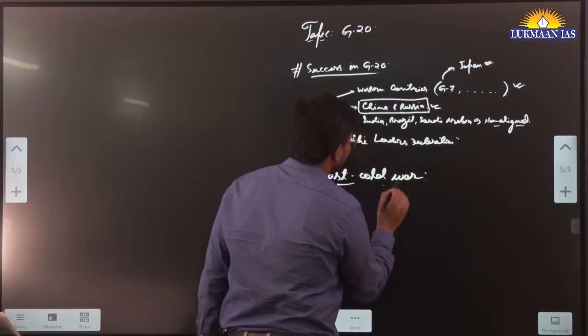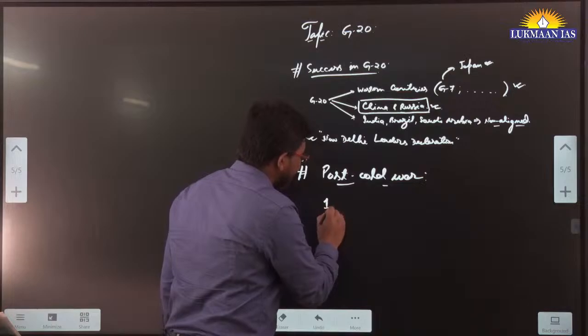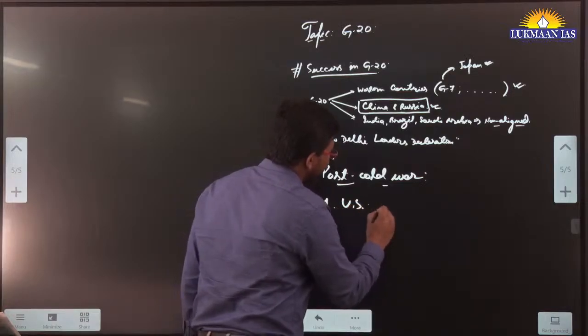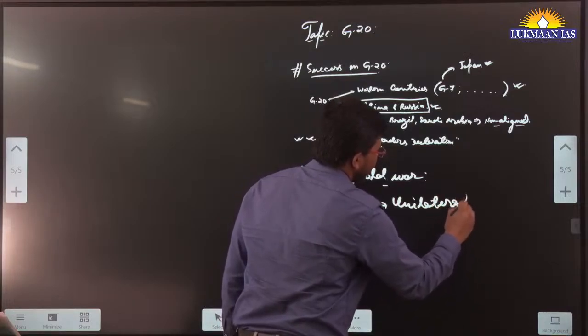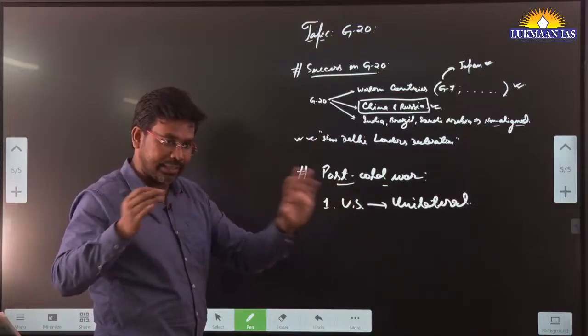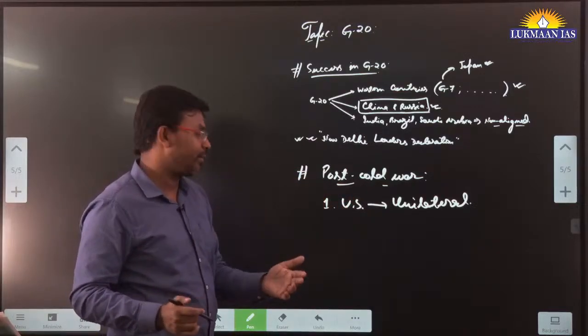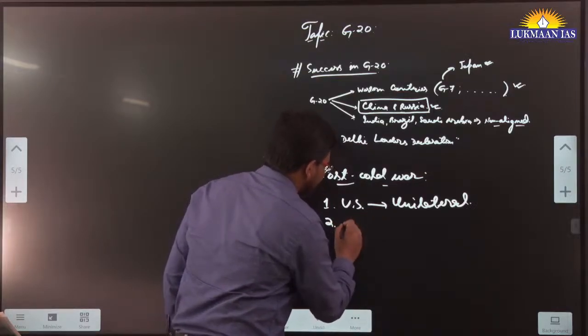Okay, post Cold War era. So what has happened during the post Cold War era? One thing that has happened is that the United States of America wanted a unilateral world, where the United States rules the world and dictates the terms of global governance.